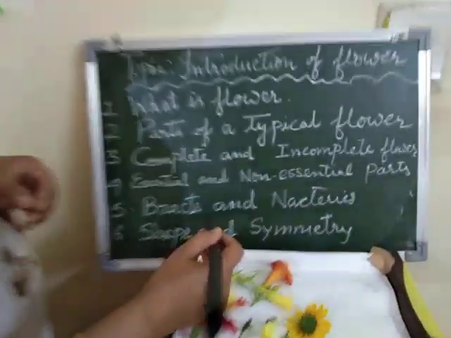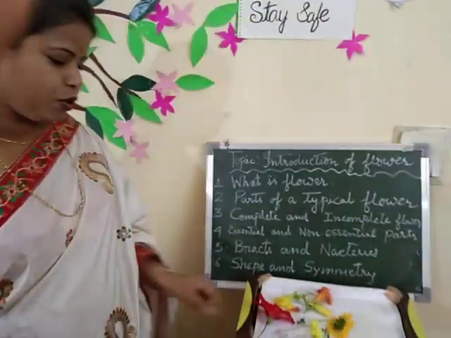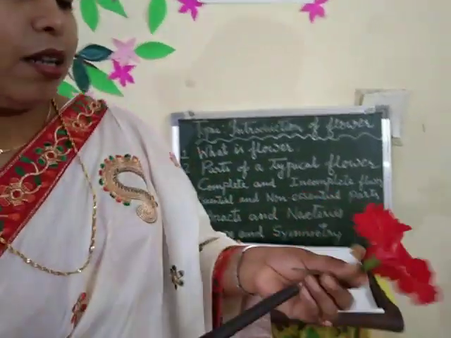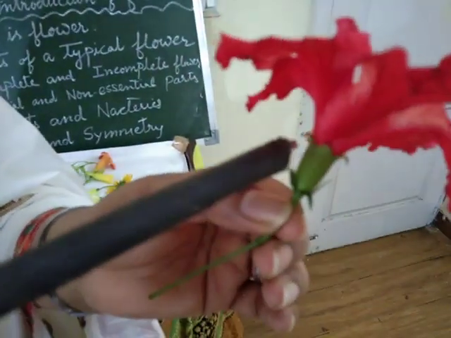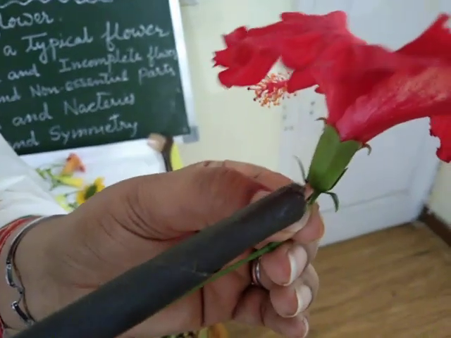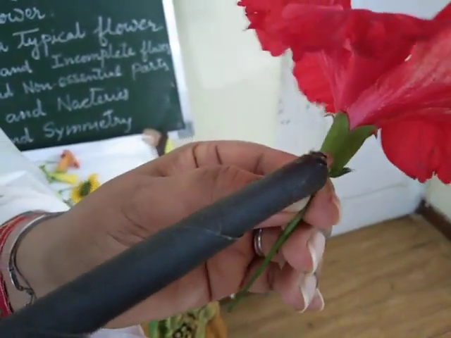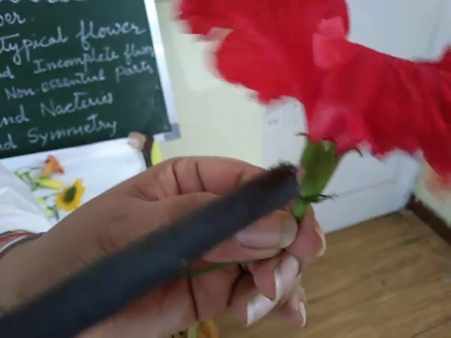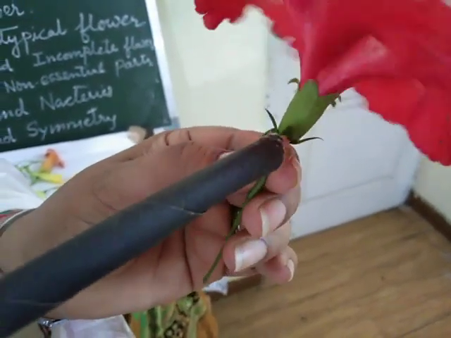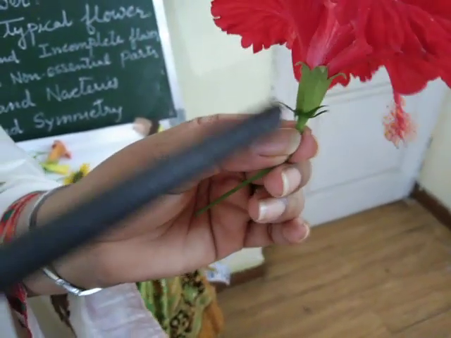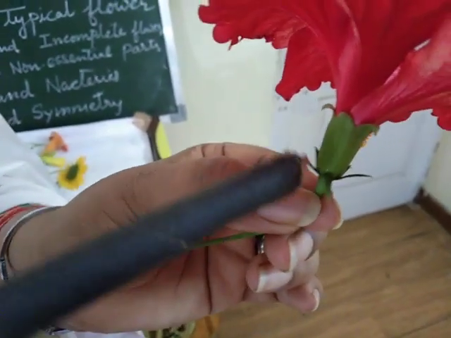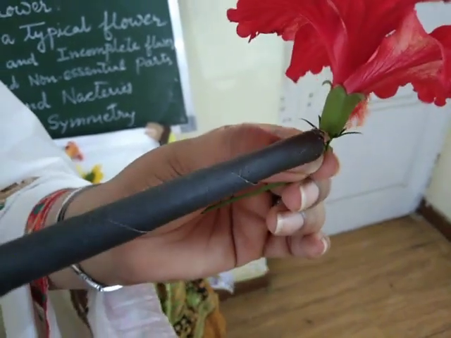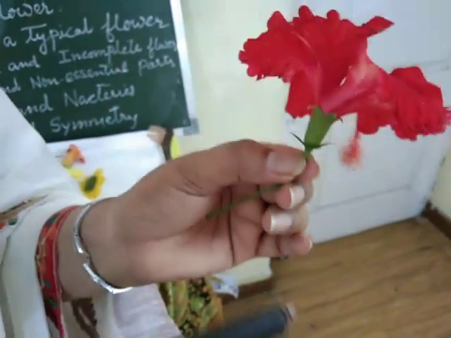Number fifth, bracts and nectaries. Now I will show you bracts. See this plant, hibiscus. You can see below the sepal some small leaf-like structures are there. Can you see this? 1, 2, 3, 4, 5. 5 bracts are present. These small leaf-like structures below the sepal are called the bracts. These are very small in hibiscus, but in some flowers, the bracts are larger than the flower.